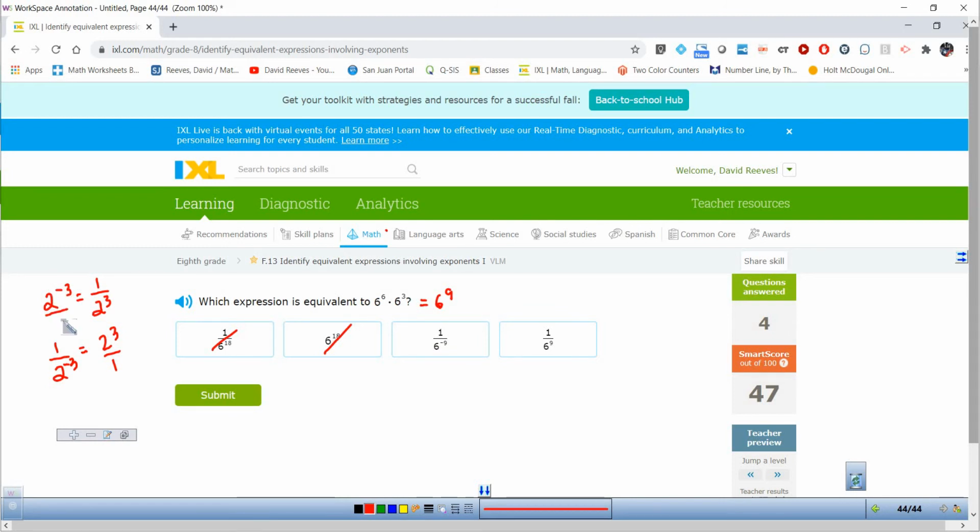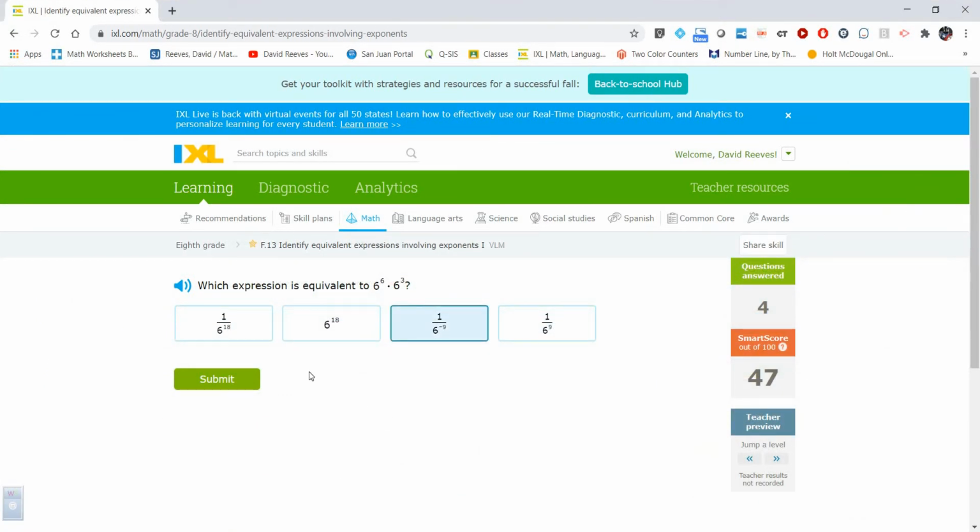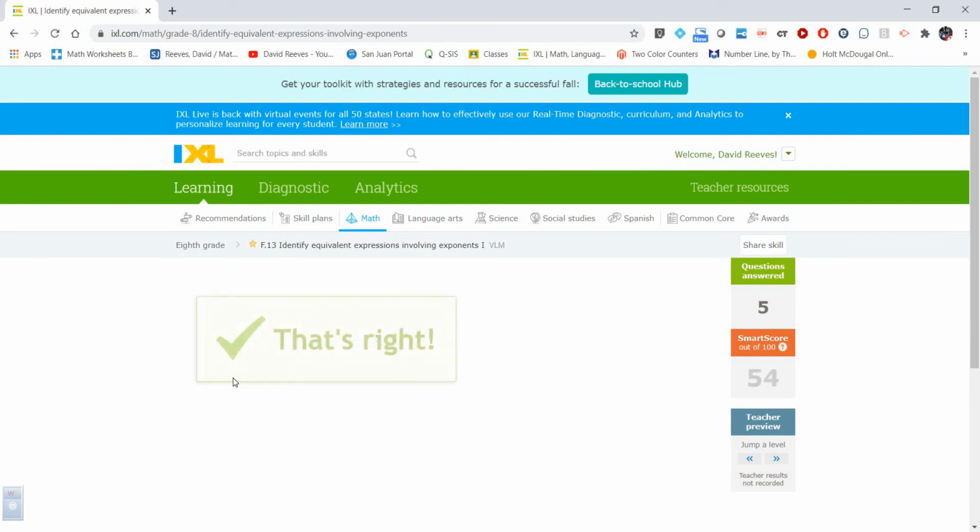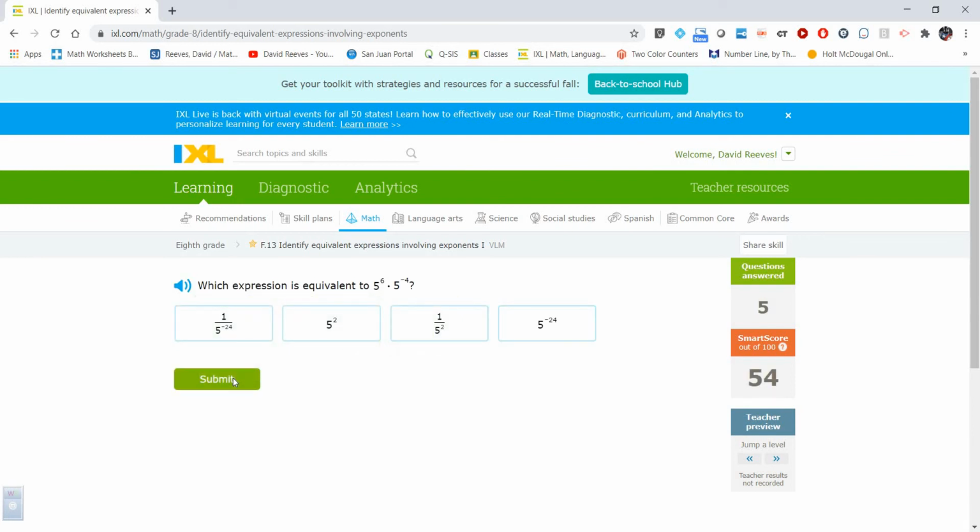Remember, any integer or whole number power can be made into a fraction by putting it over 1. Any negative exponent up in the numerator becomes a positive exponent in the denominator, and any negative exponent in the denominator becomes a positive in the numerator. So what do I have here? I have a positive up top. I could put it over 1, which means on the bottom it's not positive, it's negative. Okay, so the one we're looking for is 1 over 6 to the negative 9 power.